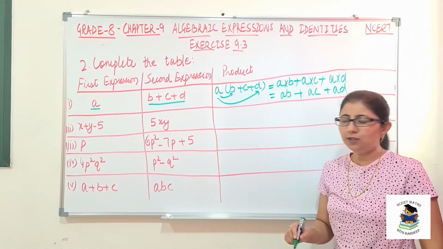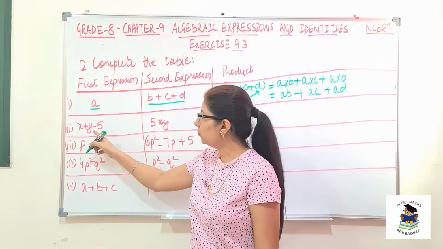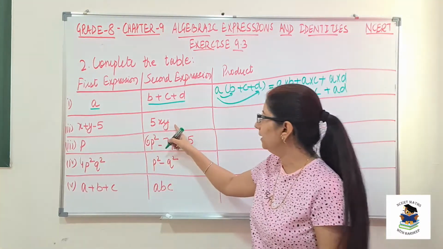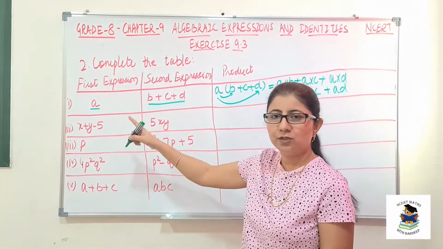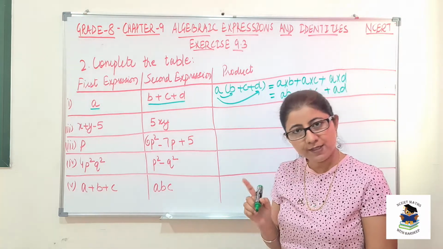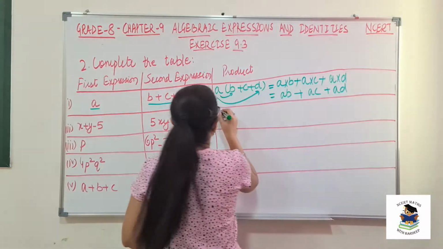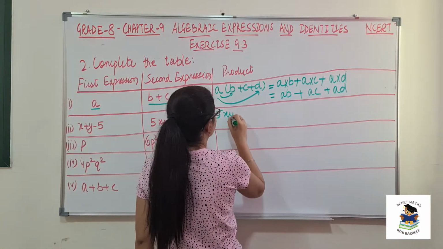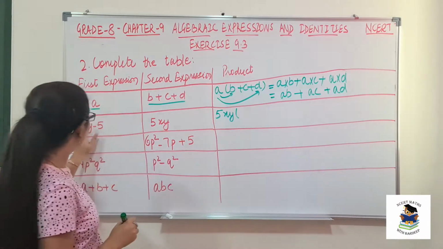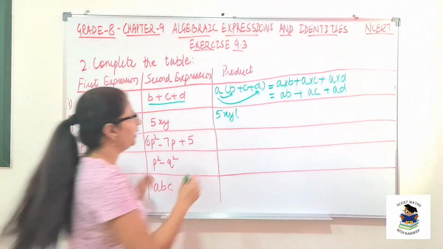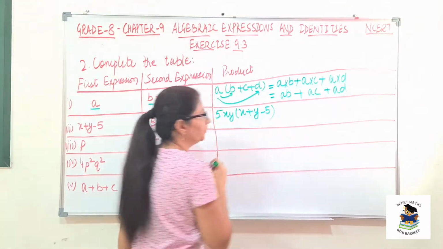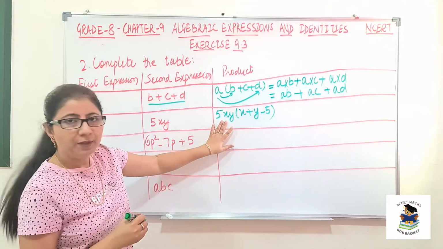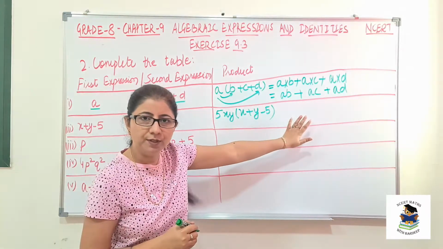Now let's see our second question. That is x plus y minus 5 should be multiplied with 5xy. Since this is a monomial, I will write this first because product is always commutative. So I will write 5xy first, multiplied by x plus y minus 5. Okay. So now we will multiply 5xy with each of these terms.